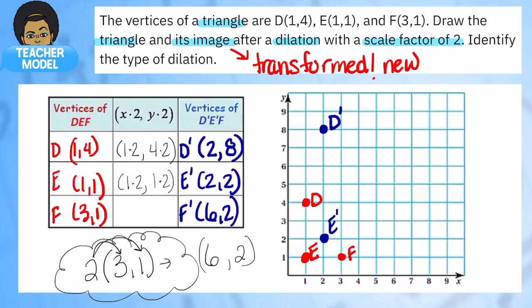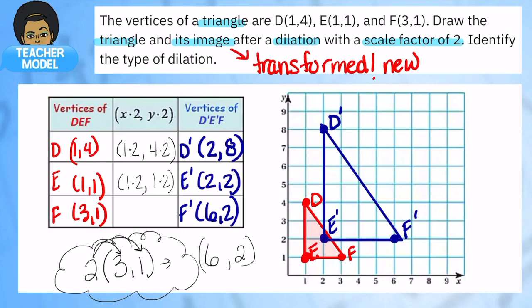So here's F, and our new point, 6, 2. Here's F prime. Now, besides the fact that these are in different positions, for triangles, let's actually draw them out. Let's look at our original triangle. Now let's look at our new triangle.